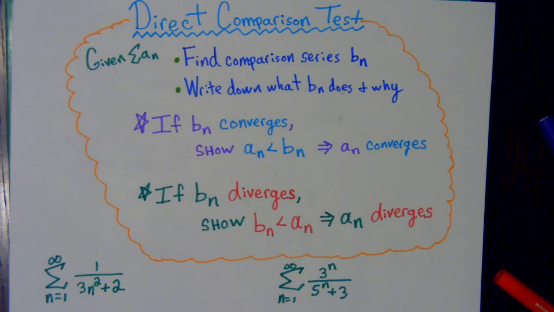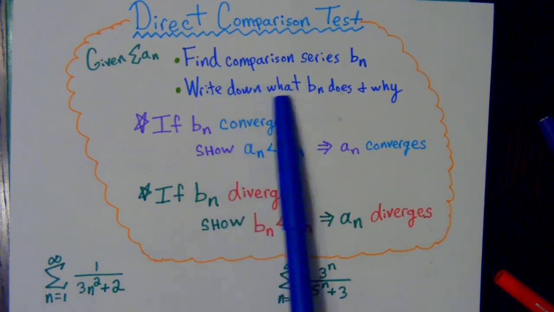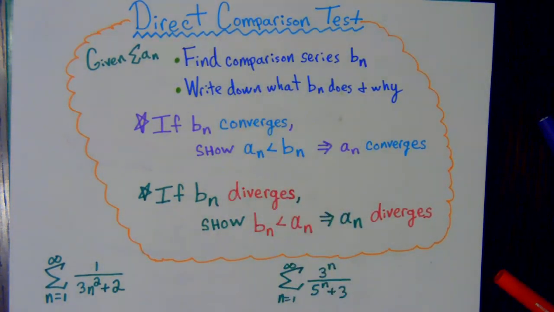All right, so direct comparison test. We're going to start out the same way as a limit comparison test, as we're going to find a comparison series, and we're going to write down what that does and why. Now, most of the time, that comparison series will be an easy p-series or an easy geometric series, maybe an integral test or something like that. It could be a few different things there, but it's usually something that we know what it does and why.